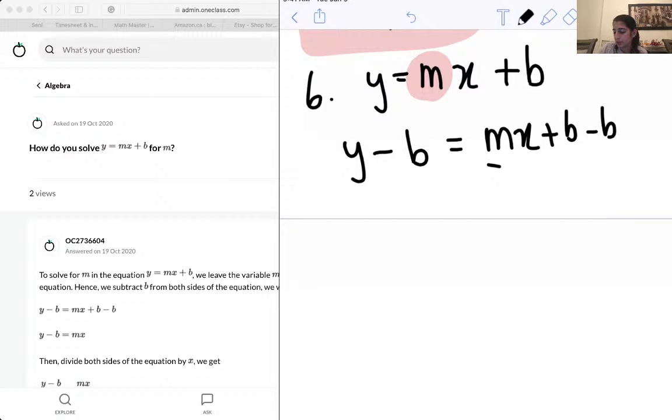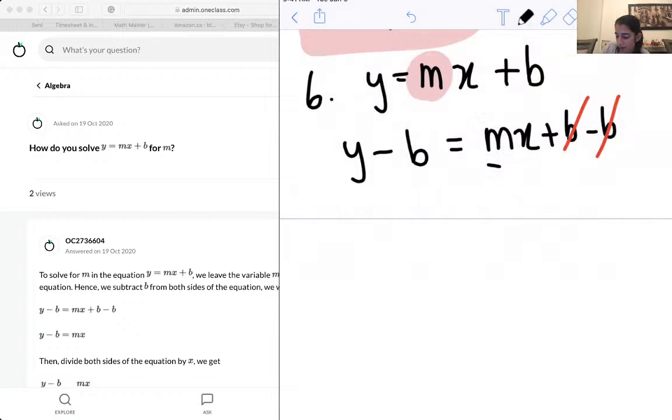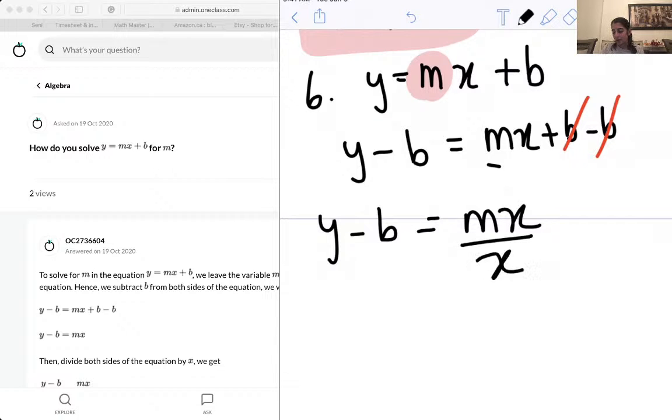And so this would cancel out, and we're left with y minus b is equal to mx. Now all we do is get rid of the x. Over here it is being multiplied, so the opposite of multiplying is dividing. So we can get rid of the x by dividing x on each side.